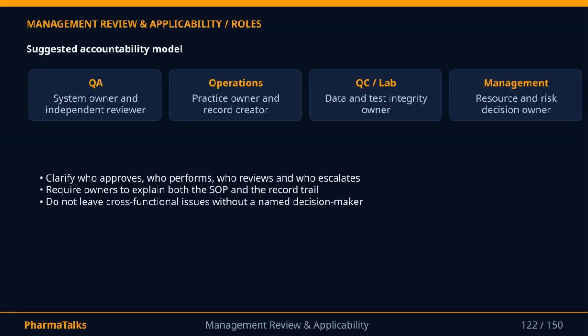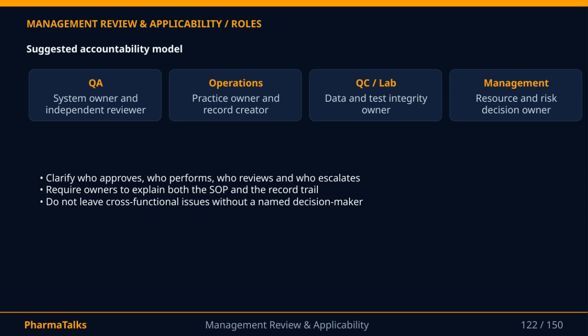On this slide, we're focusing on the management review process and the roles involved to ensure accountability. The suggested accountability model breaks down responsibilities clearly across different functions. For quality assurance, there's a system owner and an independent reviewer who oversee the processes. In operations, the practice owner and record creator are responsible for the hands-on tasks. The QC or lab side has the data and test integrity owner, ensuring data accuracy and reliability. Management holds the resource and risk decision owner role, making critical decisions related to resources and risks.